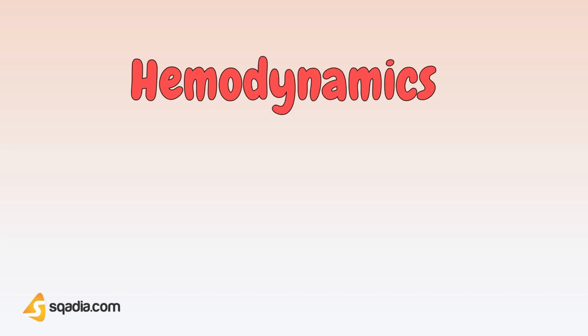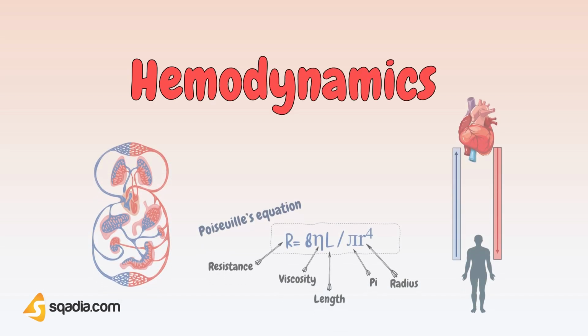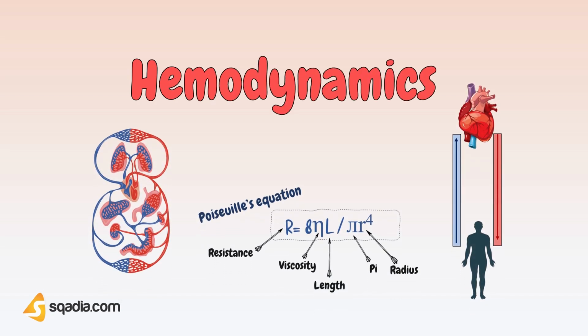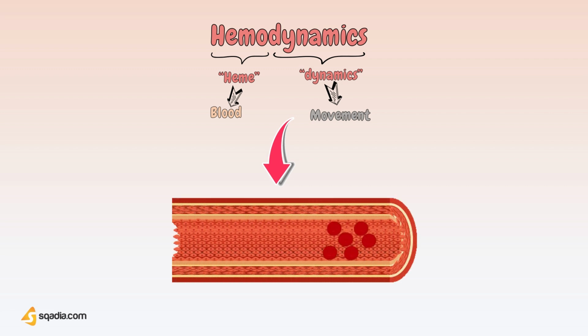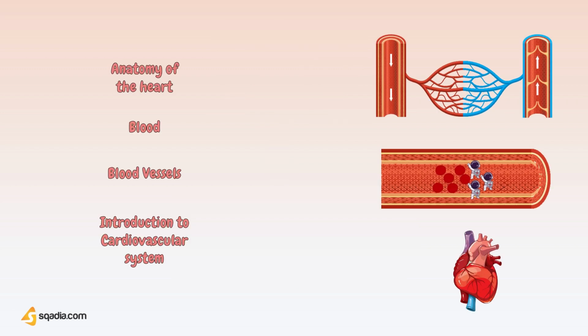What is hemodynamics? Let's break it into the two words from which it is derived. Here, hemo comes from heme, which means blood, and the word dynamics means movement. So, simply, the term hemodynamics is used to describe the movement of blood. In this video, we will discuss some basic principles involved in the movement of blood, or hemodynamics.